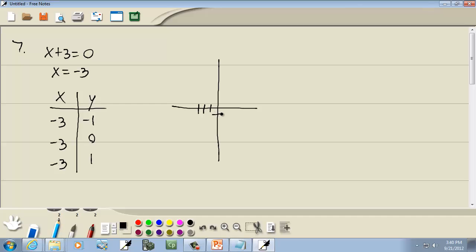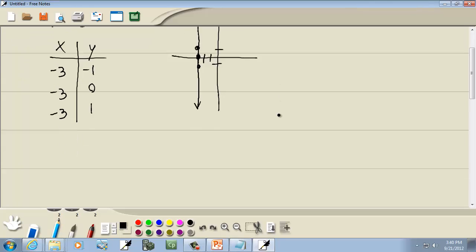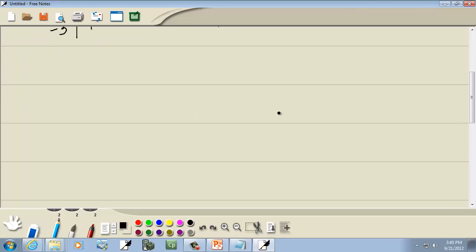Negative 3, negative 1. It's right here. Negative 3, 0 is right here. And negative 3, positive 1 is right here. So it'd look like that. Well, let's talk about these oddball cases, because once you see them, they're very easy to actually graph.